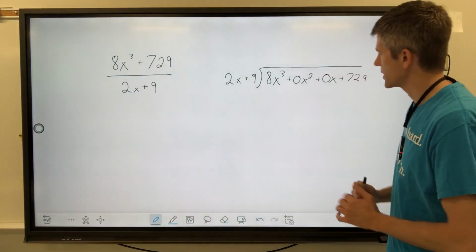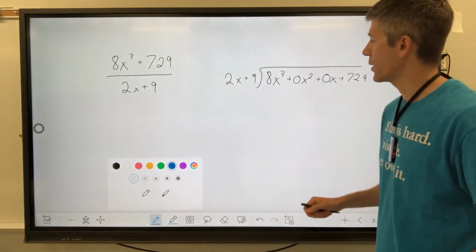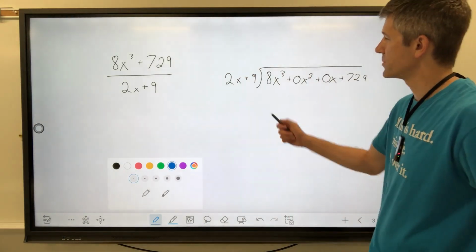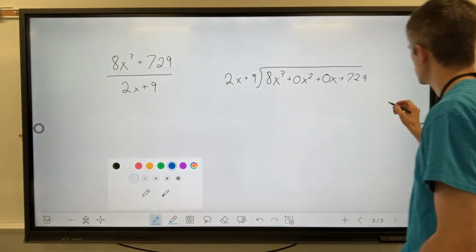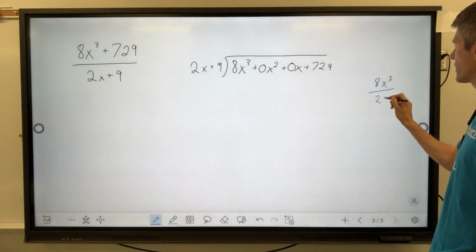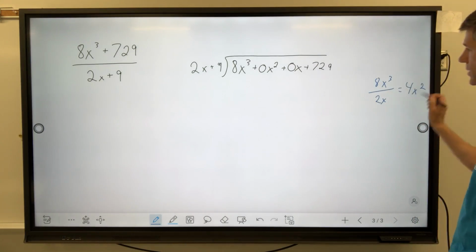All right, lots of color switching, but we're going to do it. Makes it easier if we can kind of visualize it that way. So first thing here into first thing here. First term into first term. How many times does 2x go into 8x cubed? Think about it this way if you like. That's really asking what's 8x cubed divided by 2x. 8 divided by 2 is 4. X cubed divided by x is x squared.